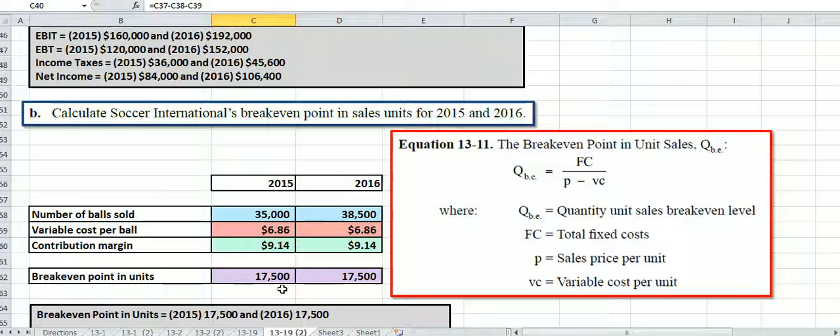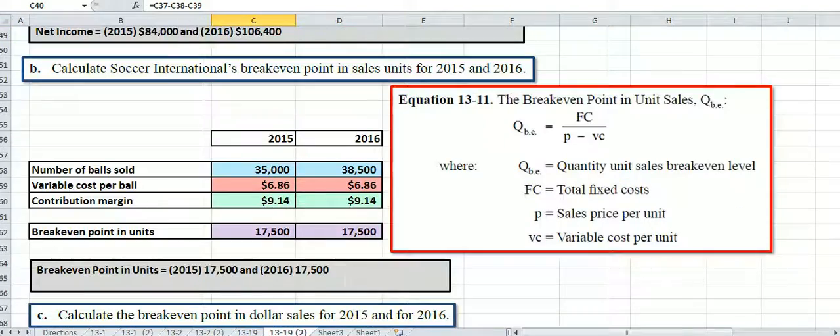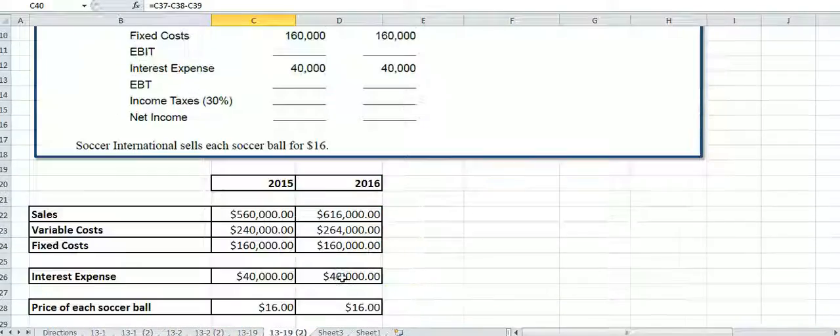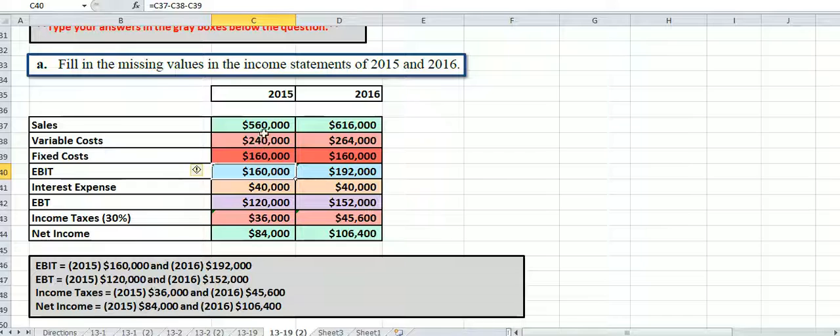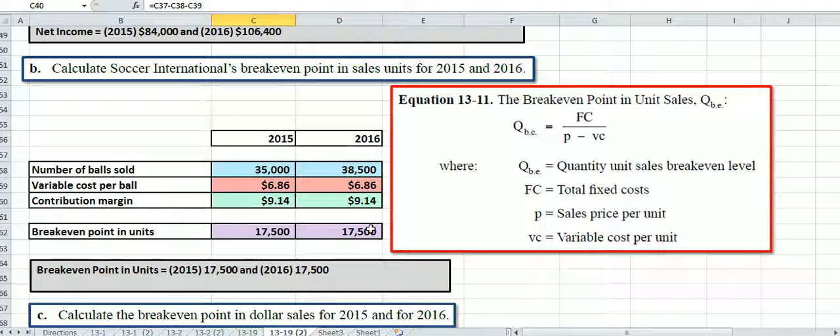You can see that the break-even point in units is the same for 2015 and 2016. And you might ask, how are they the same if the numbers are different? Well, if we look back up here, you can see that yes, they're different, but they changed in the same ratio, because sales went up, but also variable cost went up. Because they changed in the same ratio, we actually have the same break-even point for both years. And once again, make sure you type your answers in these gray boxes after each one.